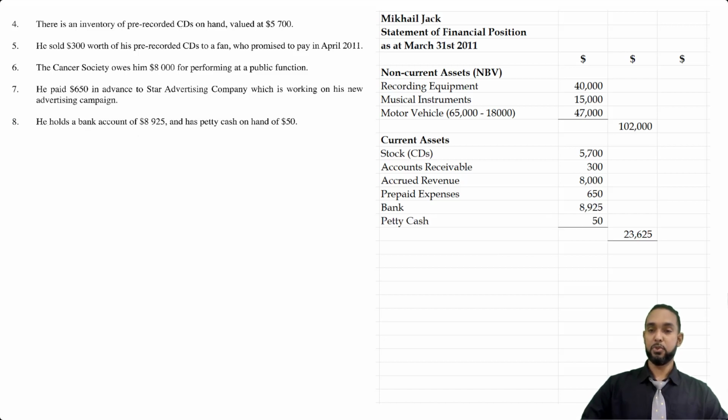And we're going to take a subtotal of 23,625 for current assets, and we're going to add that to the non-current asset subtotal, sorry, of 102,000. That's going to give us 125,625. And now we are going to take into consideration the liabilities, starting with the non-current liabilities.